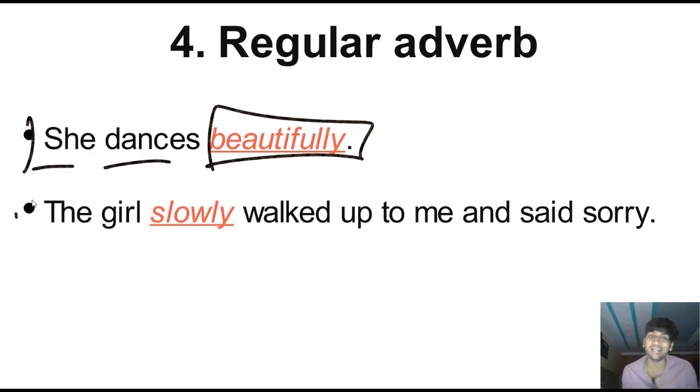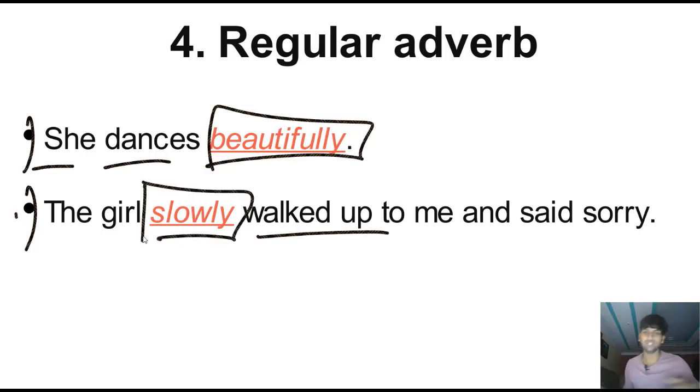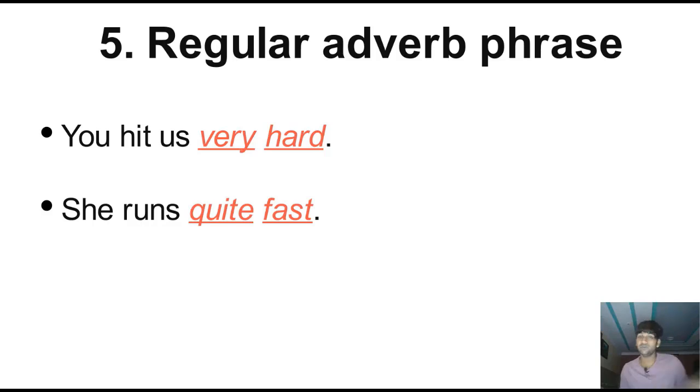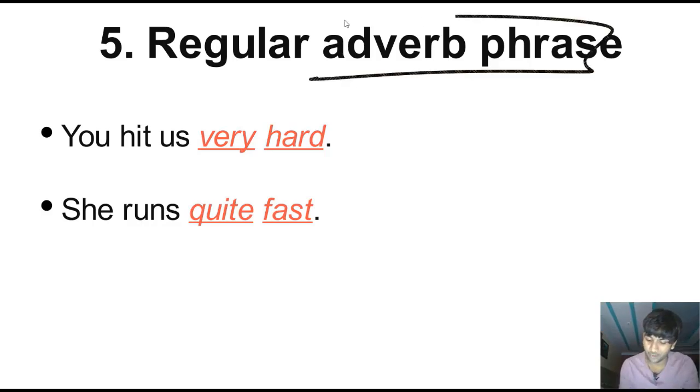Why? Because all adverbs are adverbials. The girl slowly walked up to me and said sorry. The girl walked up to me. How did she walk up to me? She walked slowly up to me, right? Slowly, talking about the manner in which the action happened. All right, so regular adverbs. These words cannot function as a noun, adjective, or any other function. All right, regular adverb phrases. These are adverb phrases that are formed out of regular adverbs, right? So how do we form a regular adverb phrase?